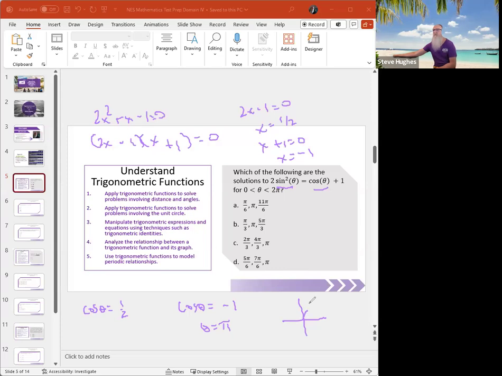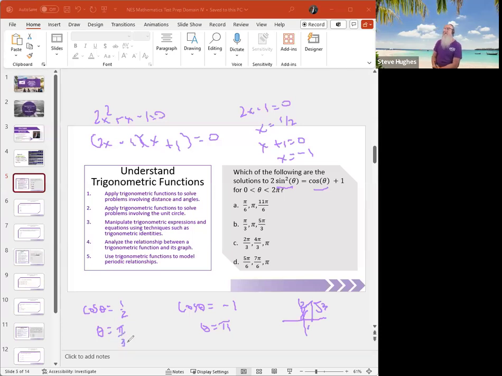It must be positive, and it looks like my triangle is 1, 2, and the square root of 3, right? All right, so cosine is equal to, or theta rather, is equal to pi over 3 in the first quadrant.